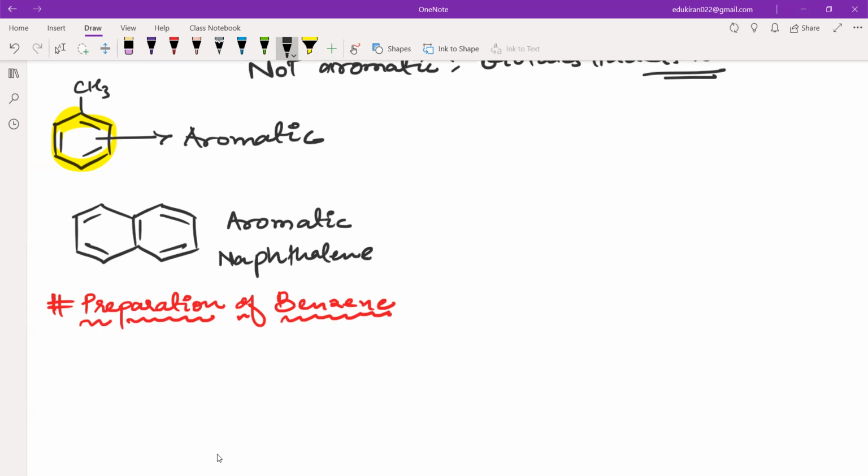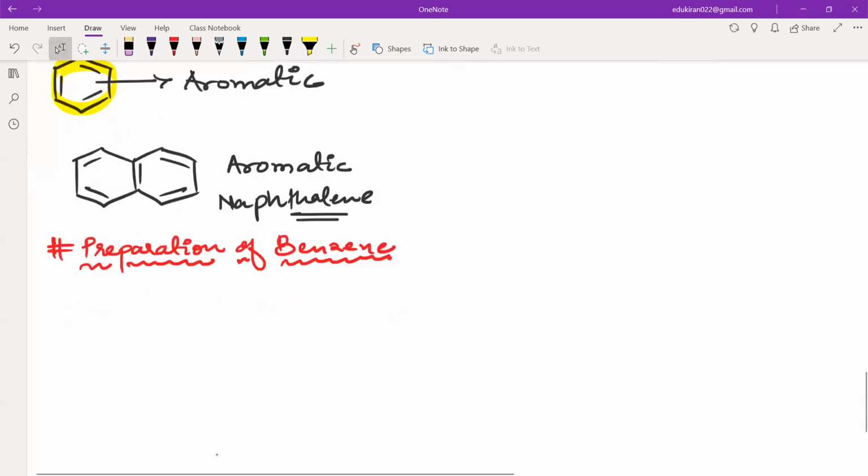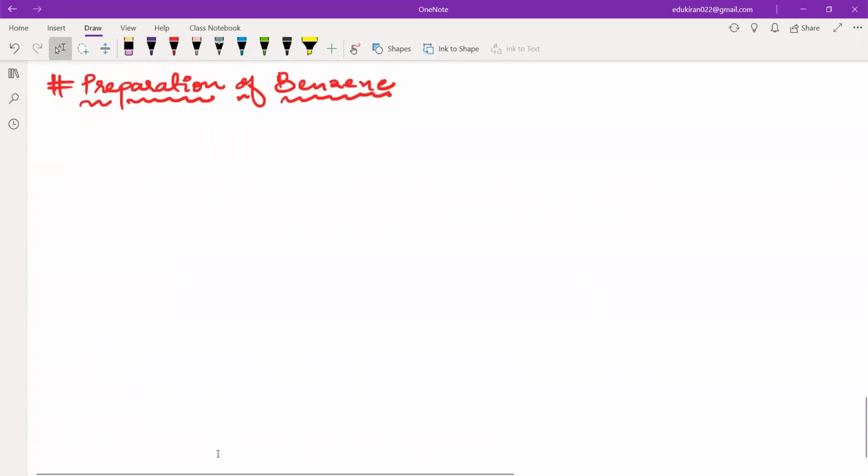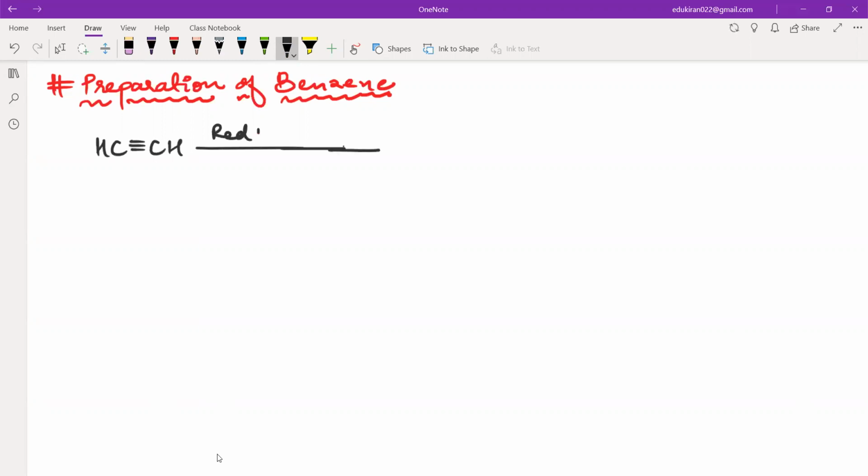The naphthalene balls that we have now, this is the structure. Okay, preparation of benzene. So the first preparation is with ethyne. You take a lot of ethyne molecules, that is CH triple bond CH, and you pass it over a red hot tube, like a very hot tube.